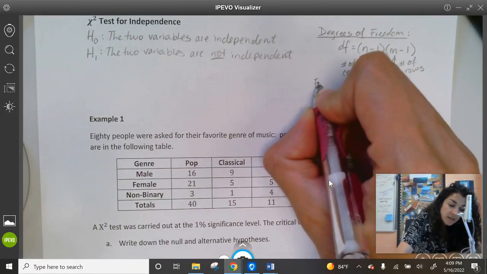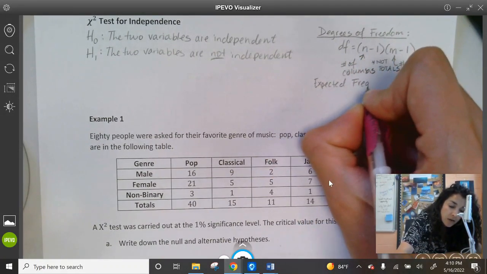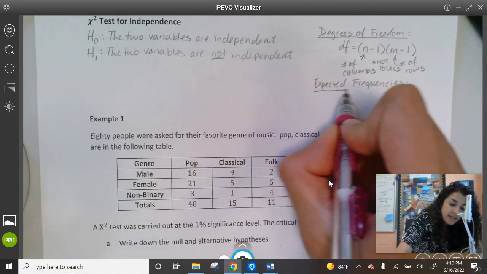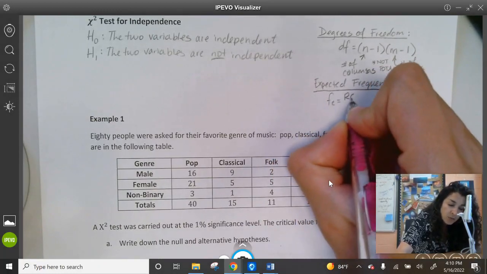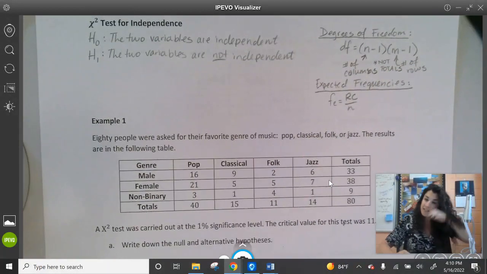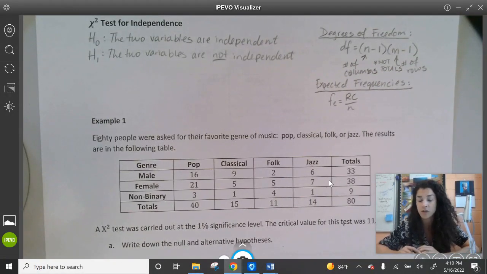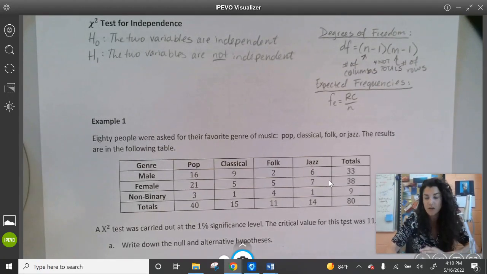Expected frequencies is something else that you're asked to calculate. There's a formula, although I don't think the formula is super helpful to know, but you might see it floating around as you look at other material, or you might look on Revision Village. Not super helpful because it's not on the formula packet. And there's a way that you can figure it out if you understand the concept of it.